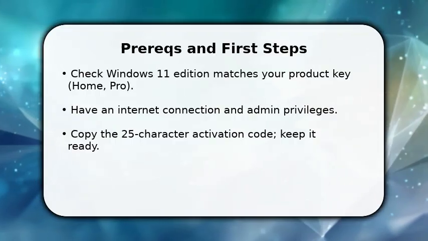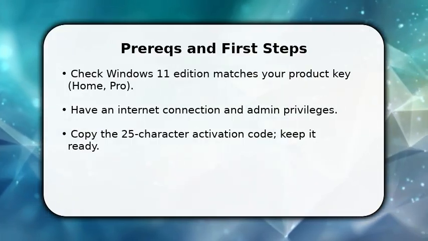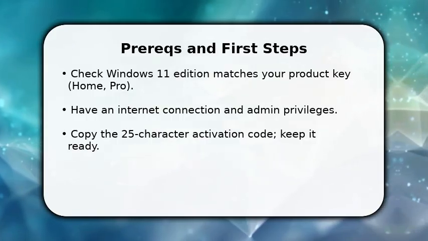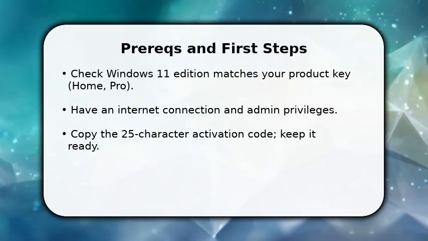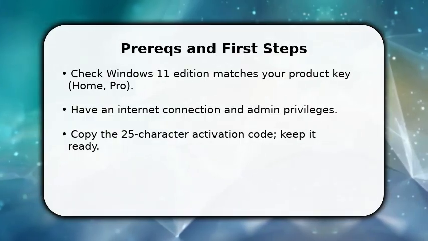You start by confirming your Windows 11 edition and securing admin rights. Once done, connect to the internet so activation can validate instantly. Make sure you have the 25-character product key visible. Don't type blindly. Open Settings, go to System then Activation, and click Change Product Key.